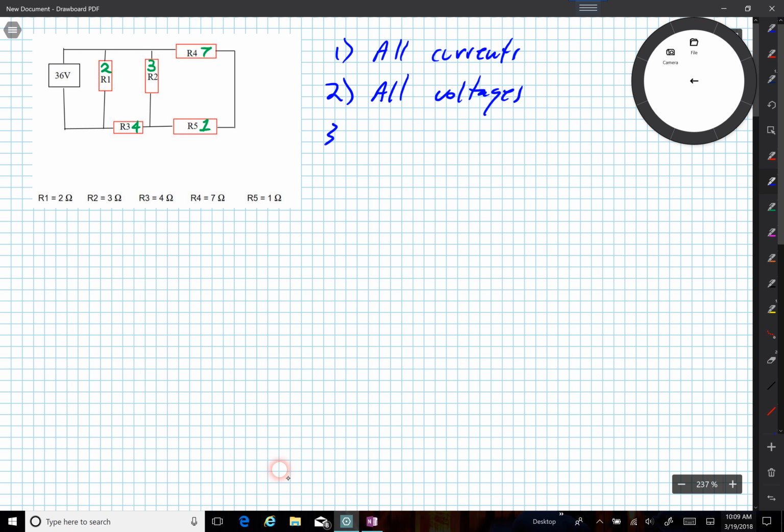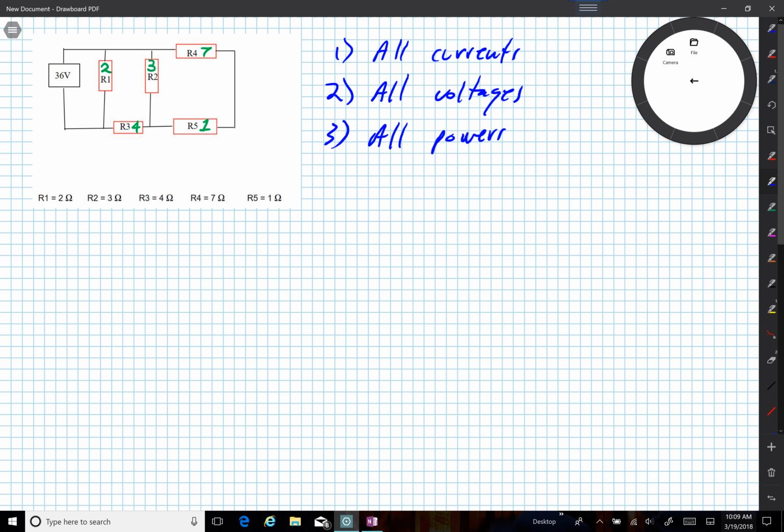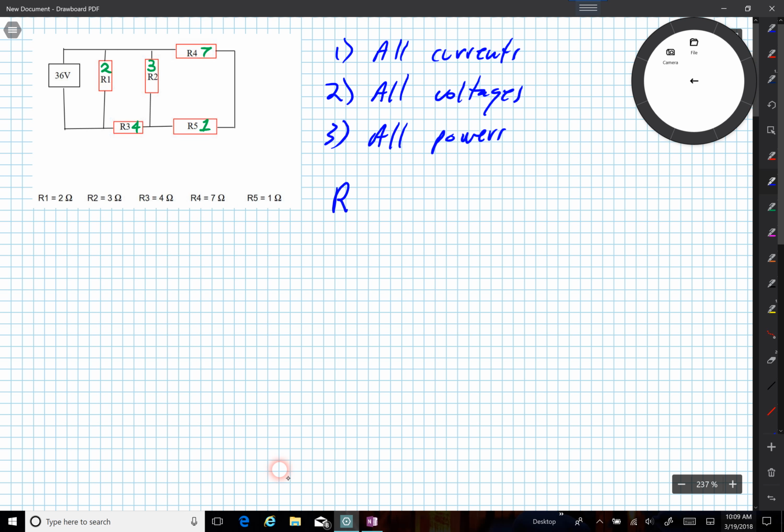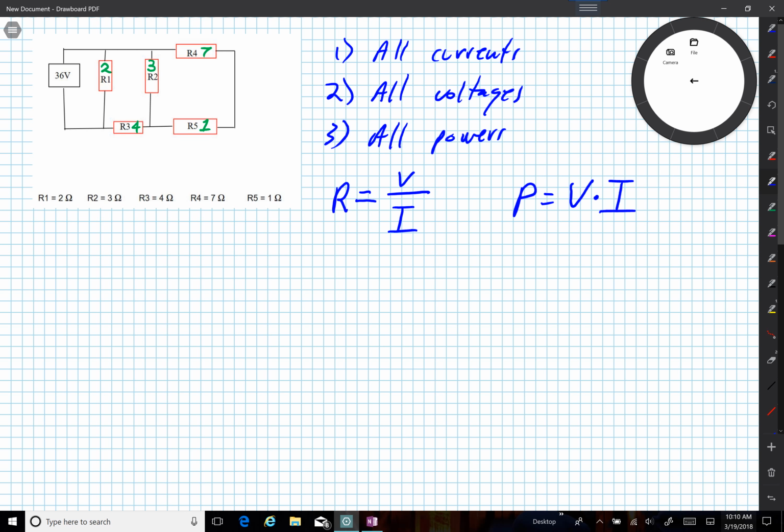The other thing that we can do is all powers. Power is how fast we use energy. With resistors, as they use power, they get hot. So basically, it's how hot these things are getting, how many watts of power in each resistor. And the governing equations, Ohm's law, we have two versions of Ohm's law. Resistance is voltage divided by current, and power is voltage times current. Those are the two versions of Ohm's law that we're working with.